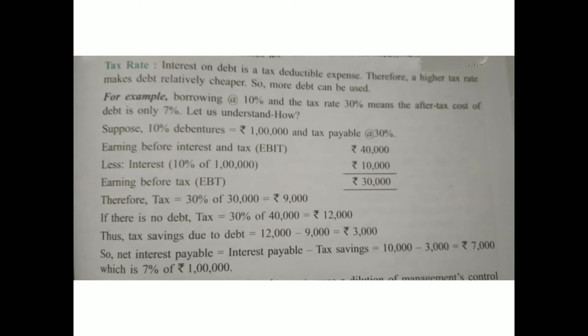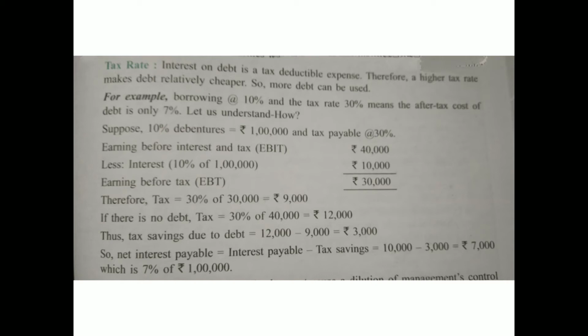So if we have debentures or debt in our structure, we have to pay only 9,000. While if we have only equity in our structure, we are paying 12,000 as tax. So tax saving due to debt is 3,000. That is 12,000 minus 9,000. So you can say the net interest payable is actually interest payable minus tax savings. So 10,000 minus 3,000 equals 7,000.